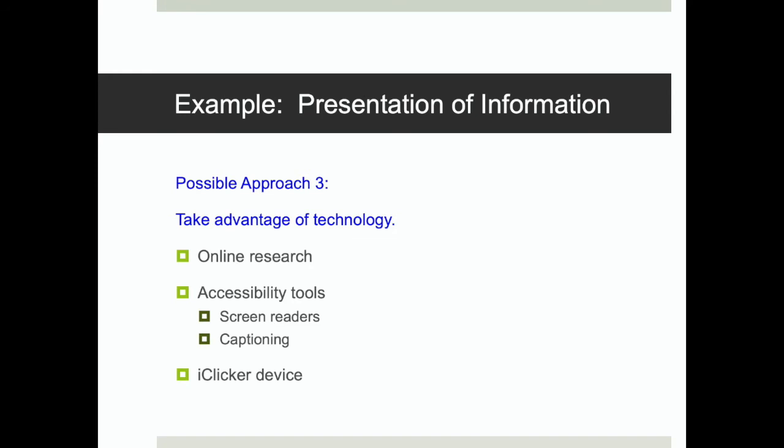Example, presentation of information. Possible approach number 3. Take advantage of technology, such as through online research, using blogs and social networking sites to brainstorm topics and resources. Accessibility tools, such as screen readers and captioning. Have students try screen readers or captioning as delivery methods for information. iClicker device.